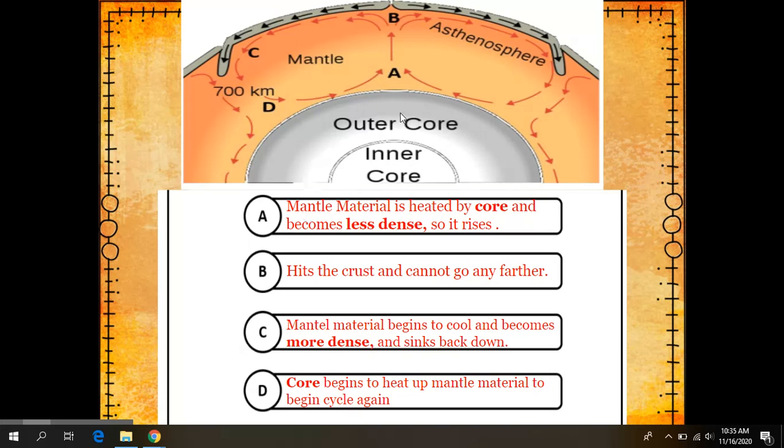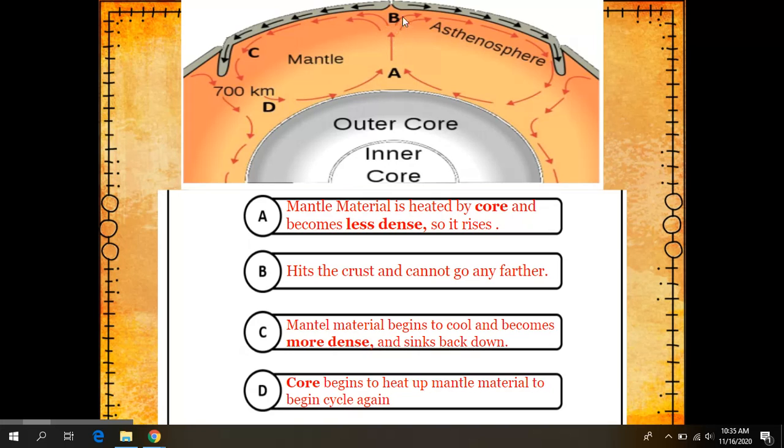So at point A, the mantle material is heated by the core and it's becoming less dense. So the particles are getting really, really excited. And so they're starting to spread out more. So they're not as compact. So they're getting less dense and then they start to rise up. When things get really, really hot, they rise up.